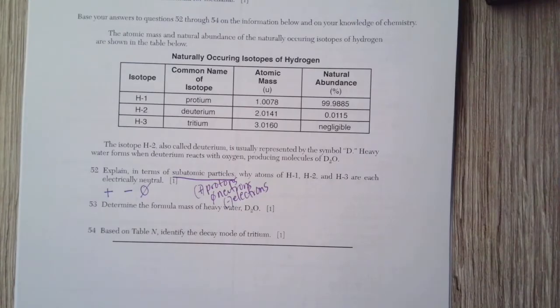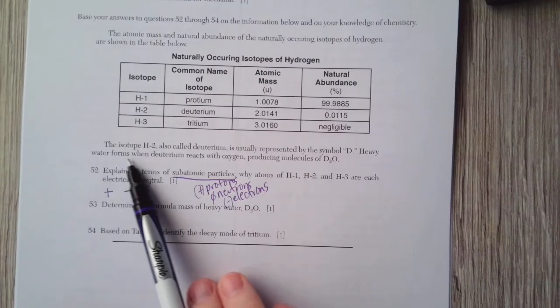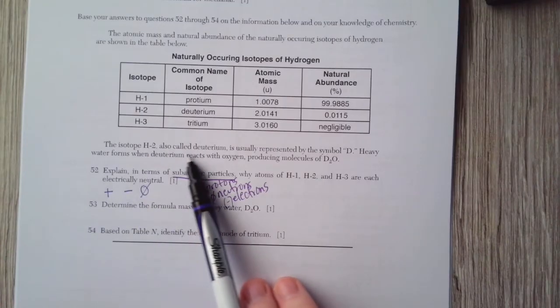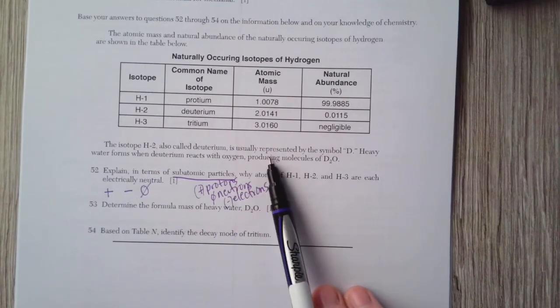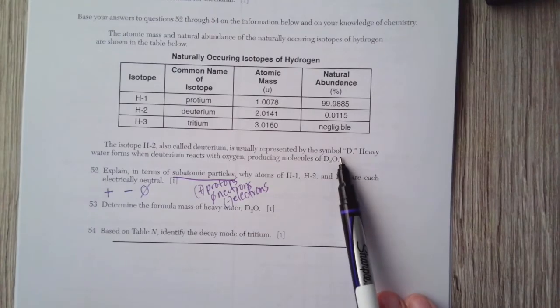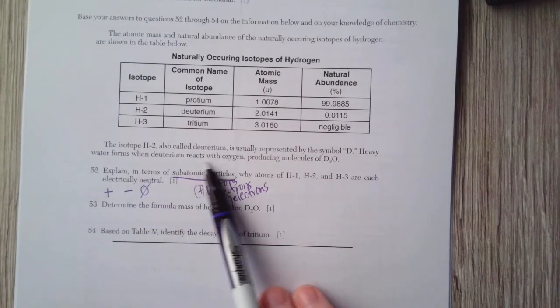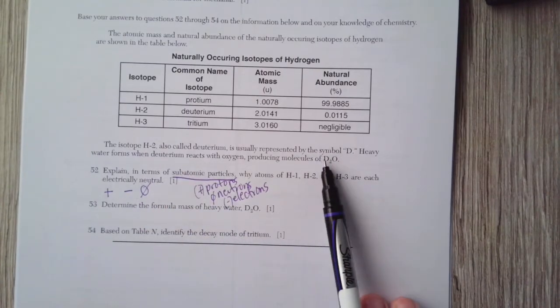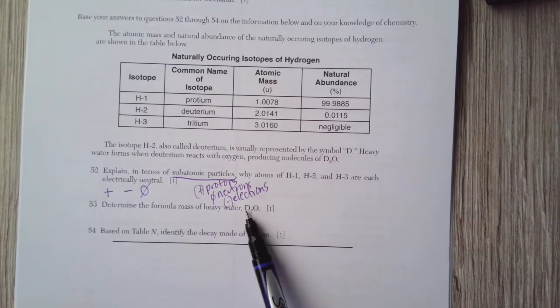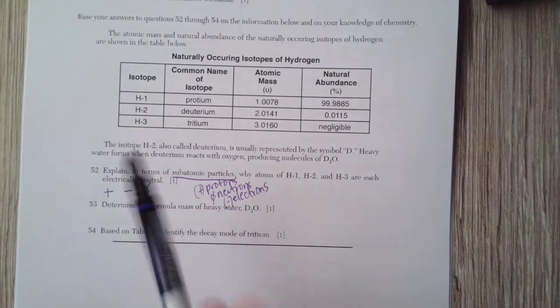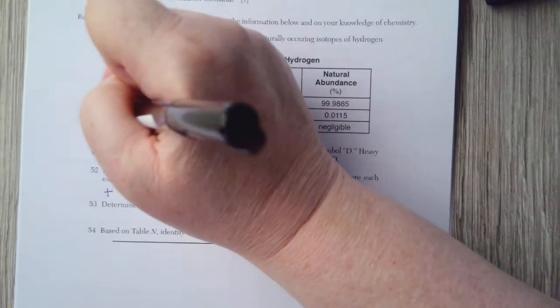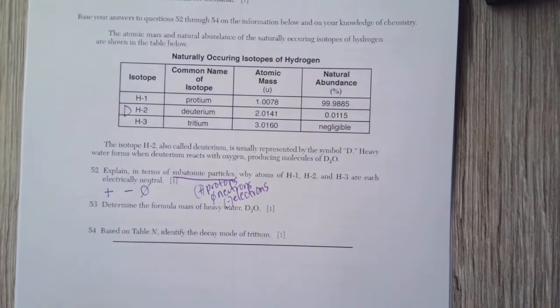All right, now let's look at the next question. Determine the formula mass of heavy water D2O. Okay, so here we have the isotope H2, also called deuterium, is usually represented by the symbol D. Heavy water forms when deuterium reacts with oxygen, producing molecules of D2O. So D2O, the D refers to H2. So I need this.